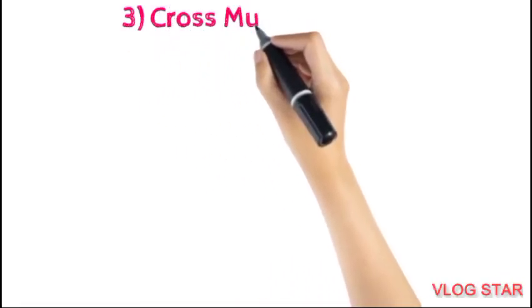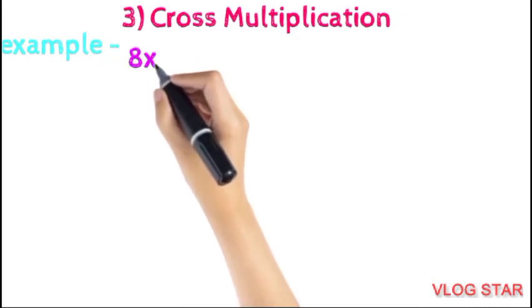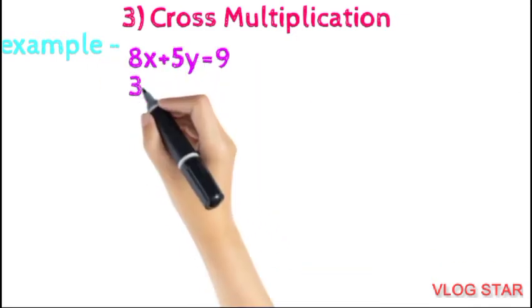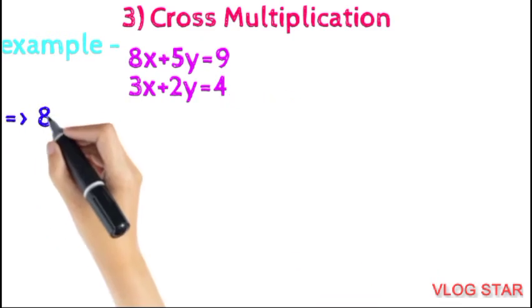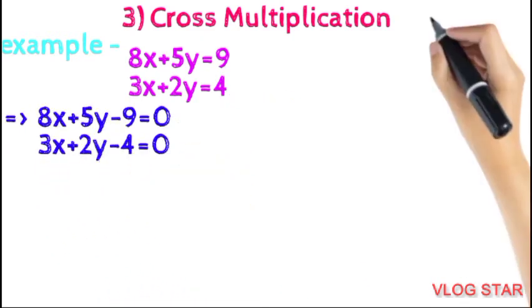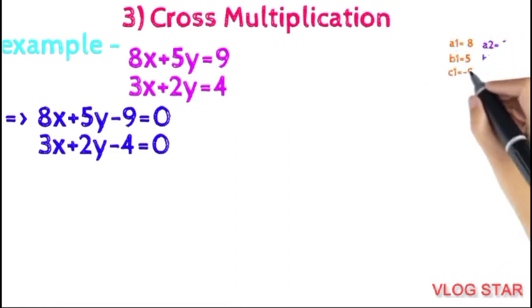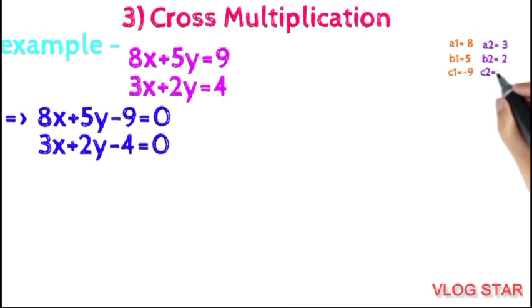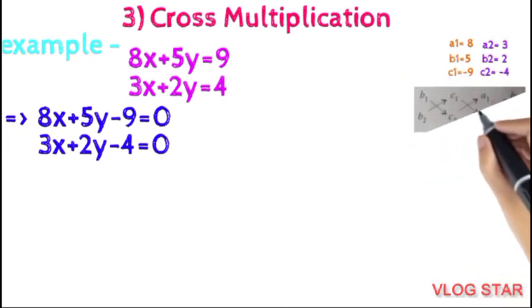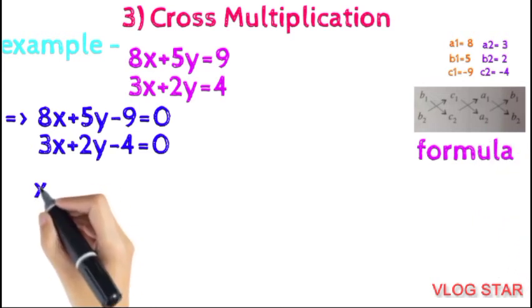Let's go into the method of cross multiplication. Example: 8x plus 5y equal to 9. 3x plus 2y equal to 4. That implies 8x plus 5y minus 9 equal to 0. That implies 3x plus 2y minus 4 equal to 0. A1 equal to 8, B1 equal to 5, C1 equal to minus 9, A2 equal to 3, B2 equal to 2, and C2 equal to minus 4.